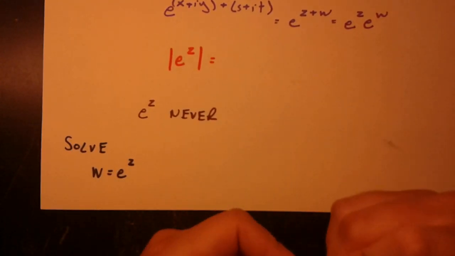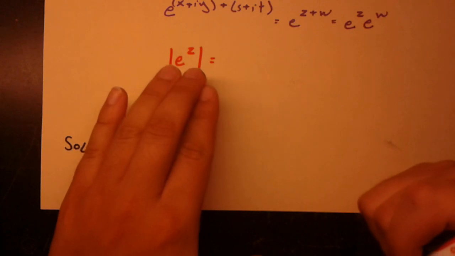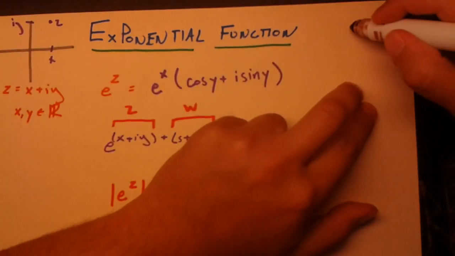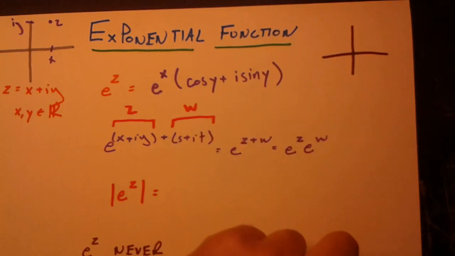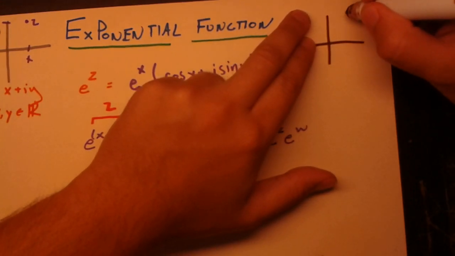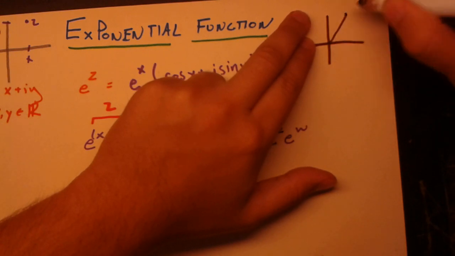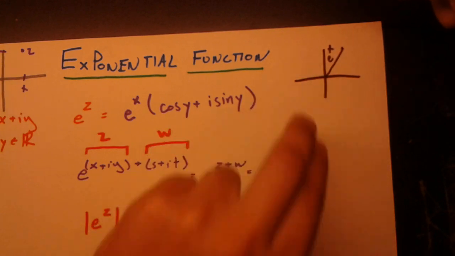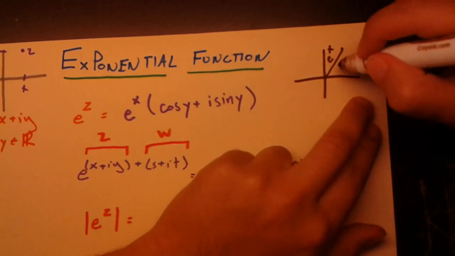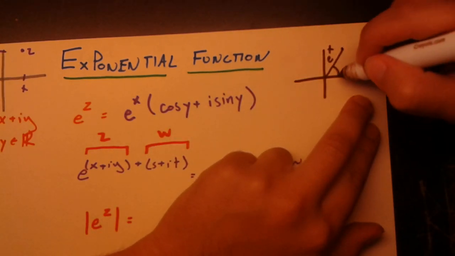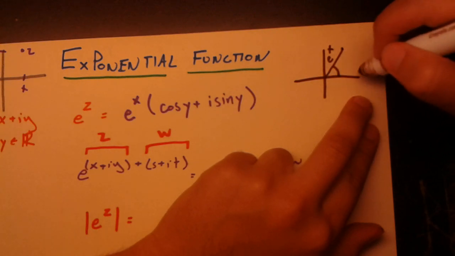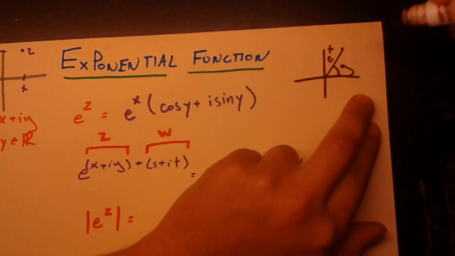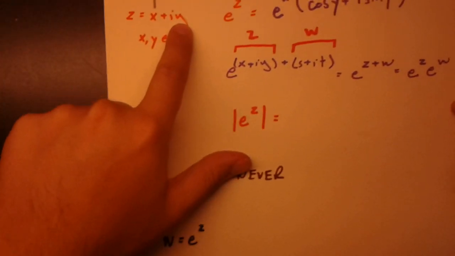Now let's look at something more important. We want to find the modulus of e to the z. Now this will require us to draw a little graph. So let's draw a graph, and let's draw a point right here. And let's suppose that the distance from the origin to that point is e to the x. And that is a real number because x is a real number. And let's say that the angle from the origin, from the real line to this line segment is y, and this y is the same as the y over here.